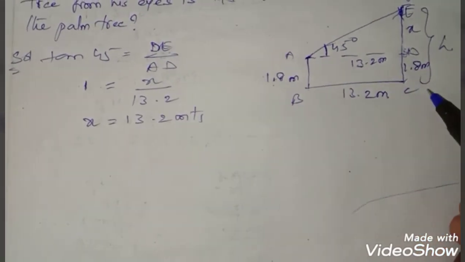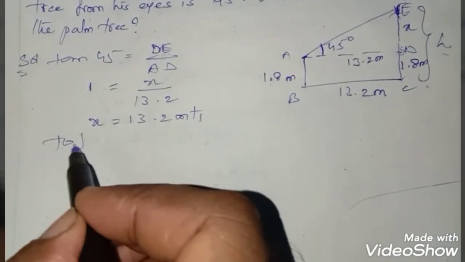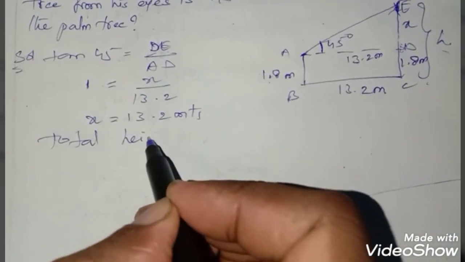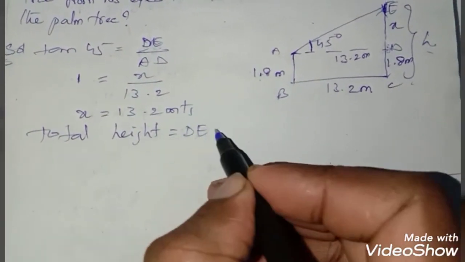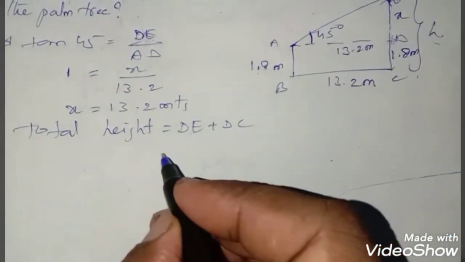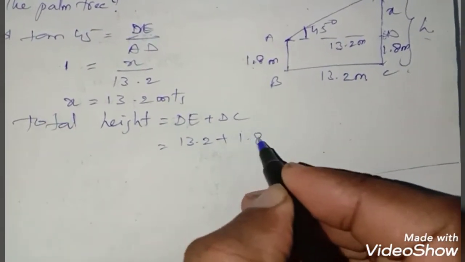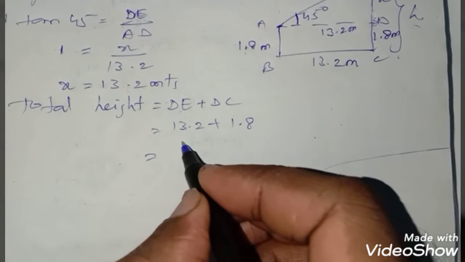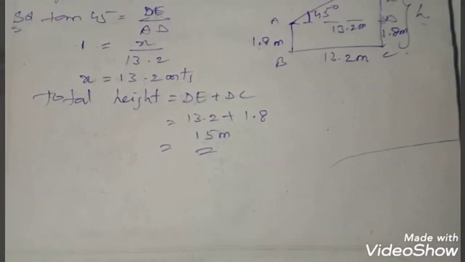Now I need to find the length of EC, that is the total height. Total height is equal to ED or DE plus DC. DE value is 13.2 and DC value is 1.8. If I add, in total you will get 15 meters. So like this you find your answer.